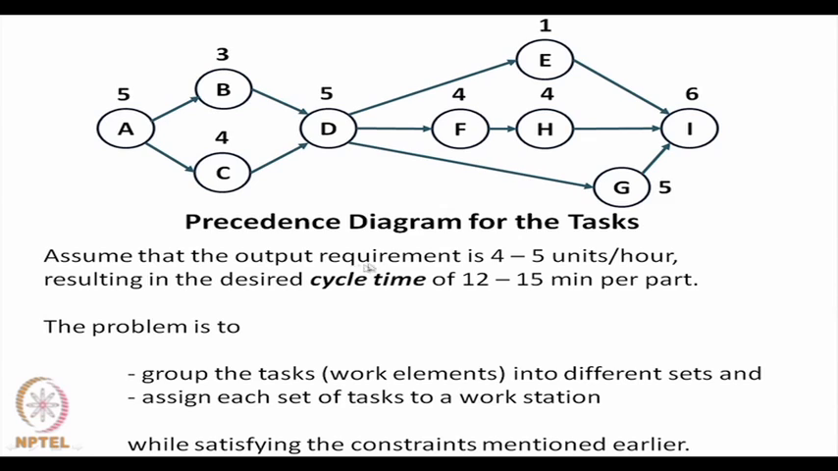Now, assume that the output requirement is between 4 to 5 units per hour. No, these are minutes, not hours. Let us say that the output requirement is 4 to 5 units per hour, resulting in the desired cycle time of 12 to 15 minutes. If in 1 hour 4 units are made, then per unit it is 15 minutes, whereas if it is 5 units it is 12. So, if the output requirement is between 4 to 5 units, the cycle time has to be 12 to 15 minutes per part.